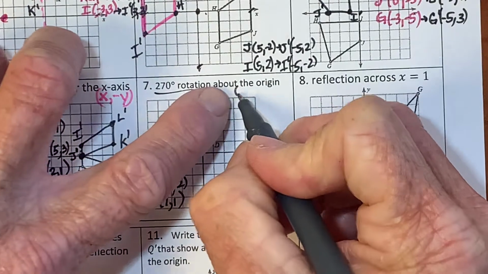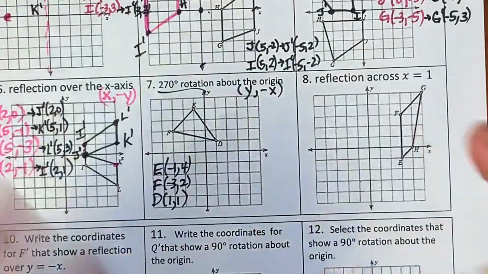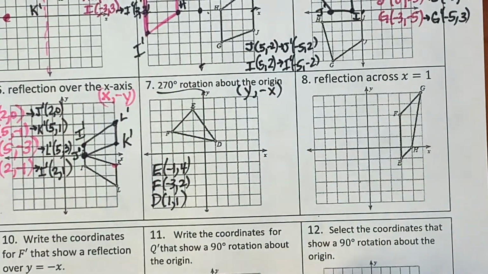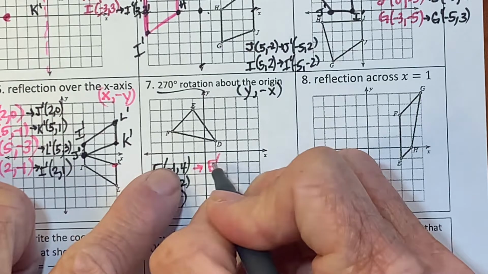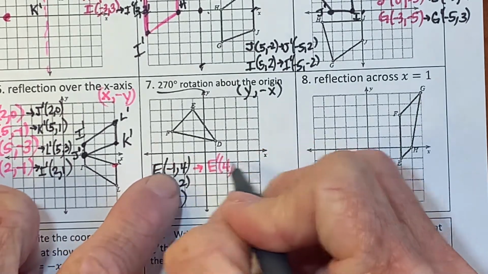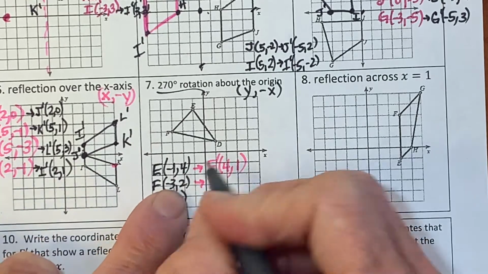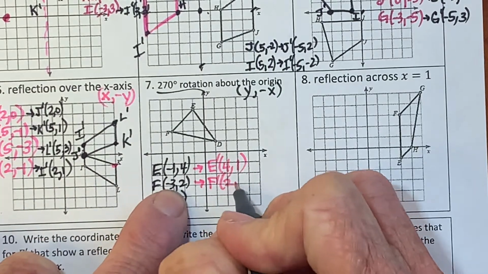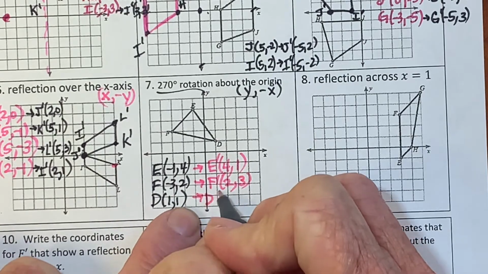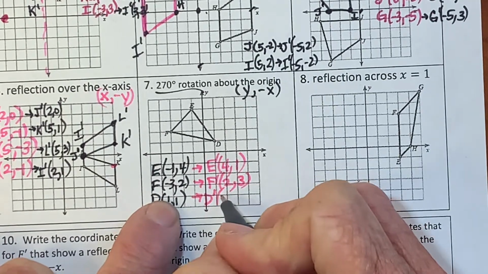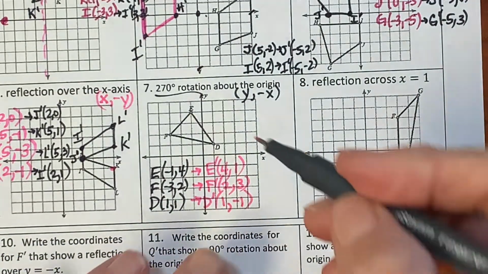A 270 rotation, Y comes to the front and stays the same. X goes to the back and swaps its sign. So E prime, that +4 comes to the front, the -1 goes to the back and changes signs. F prime, the 2 comes to the front, the -3 goes to the back and changes signs. And D prime, the 1 comes to the front and stays the same. That +1 goes to the back and switches out.